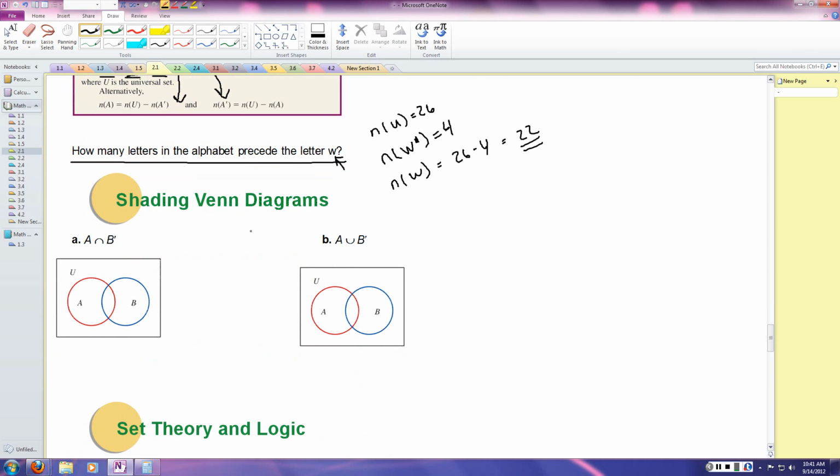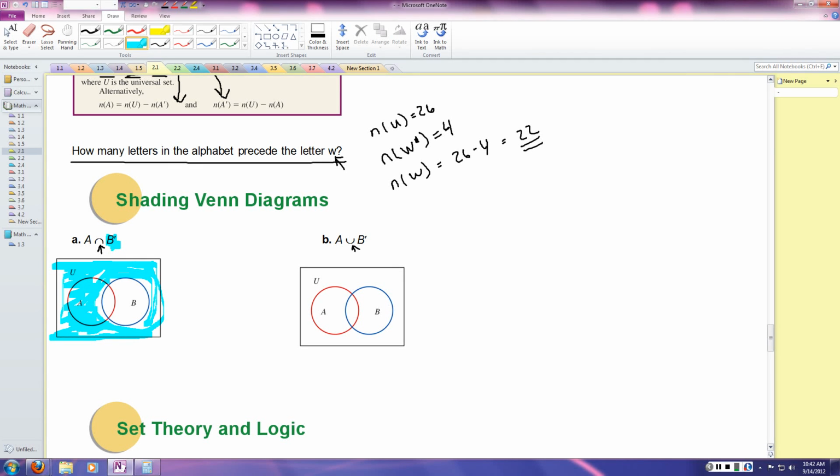Shading Venn diagrams. So in this example, if I have A and then remember what this symbol means, this is the intersection and this is the union. So A intersection B naught. First off, let's see what's going on here. Let's use blue to be B naught. What is the B naught area? Well, B naught would be everything outside of B. So it's going to be everything in the universe outside of B. So this blue area is going to be B naught.